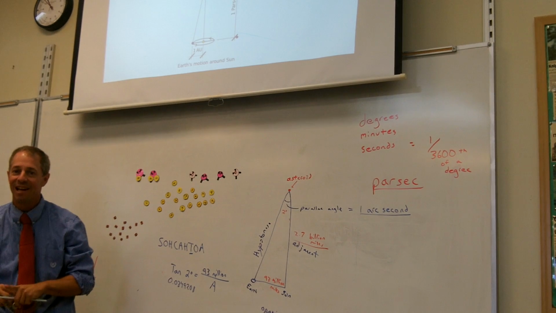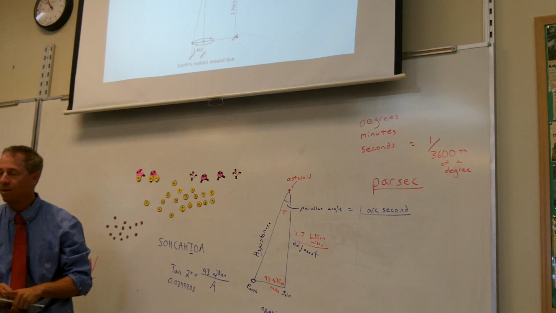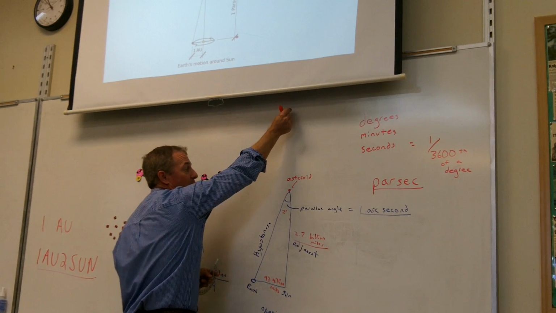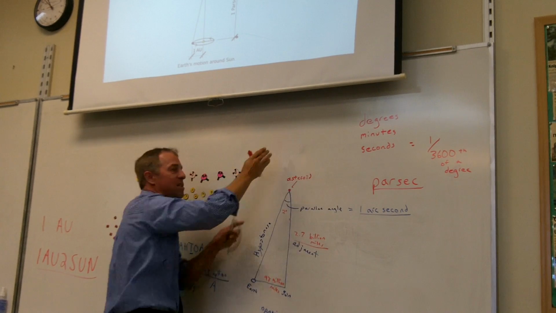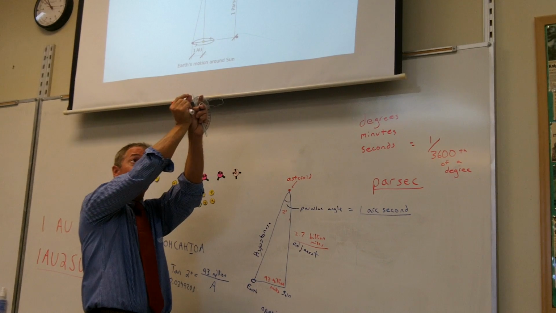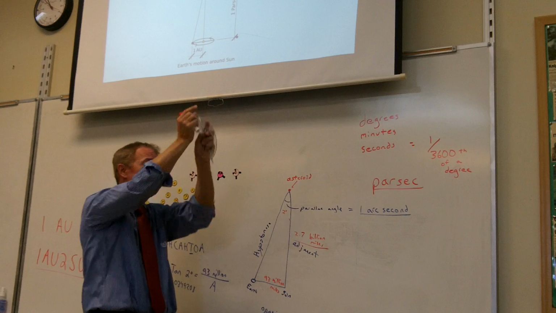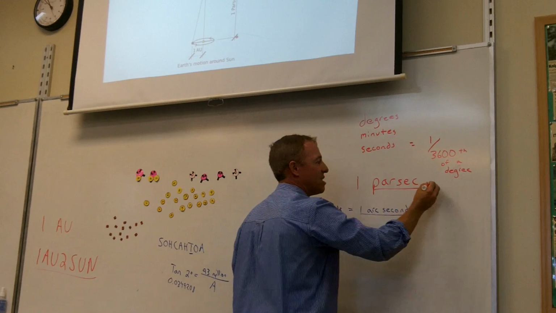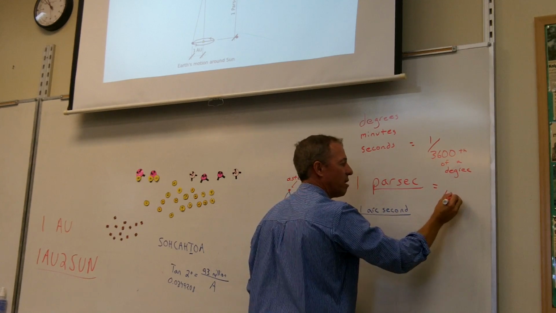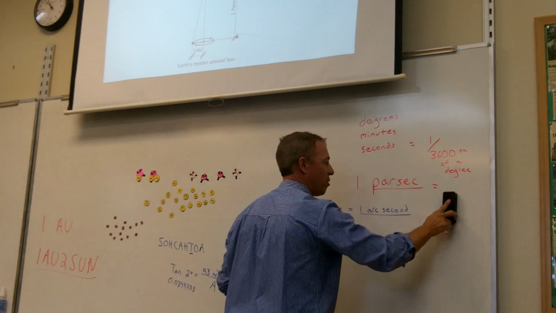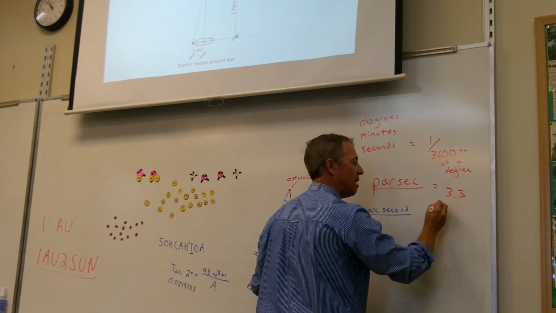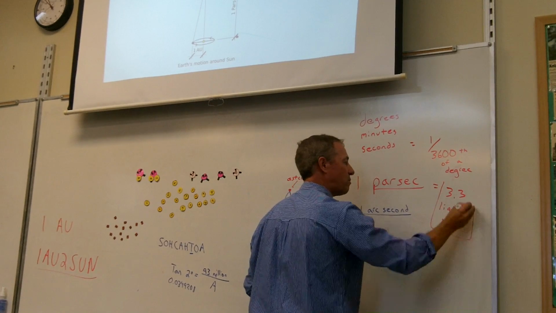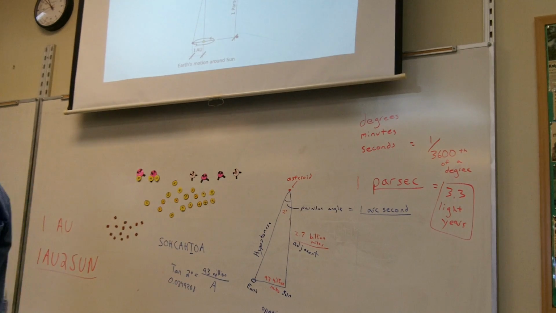Are y'all with me? Ask a question if I've lost you there. So how far is a parsec? If something is far enough away where it's 1 arc second of the sky parallax angle, it's a parsec away. And we know from mathematics 1 parsec is equal to 3.3 light years. That's a parsec, 3.3 light years.